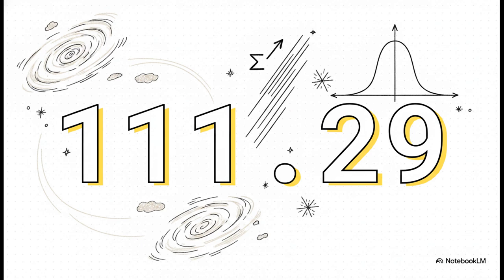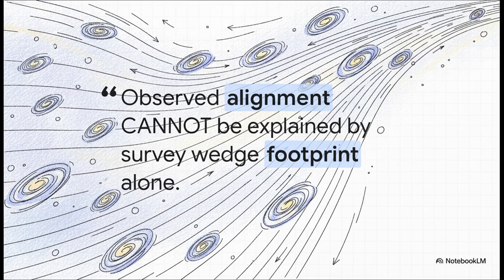It means that the difference between the random footprint and the actual structured flow of the galaxies is absolutely, unequivocally not a random accident. The terminal output actually concludes with this definitive mic drop statement. Observed alignment cannot be explained by survey wedge footprint alone. The signal reflects true anisotropic spatial structure in the data.